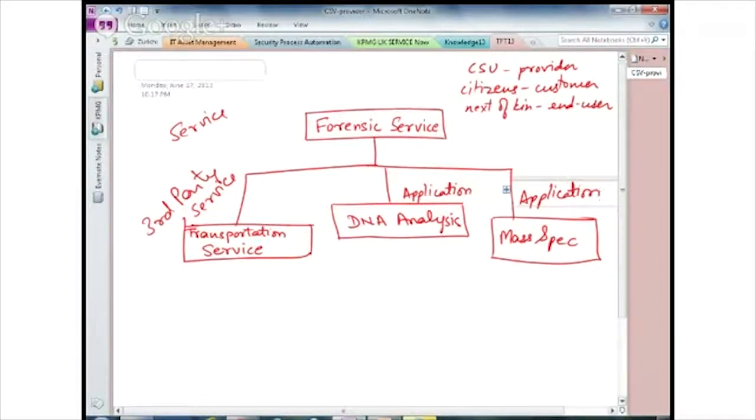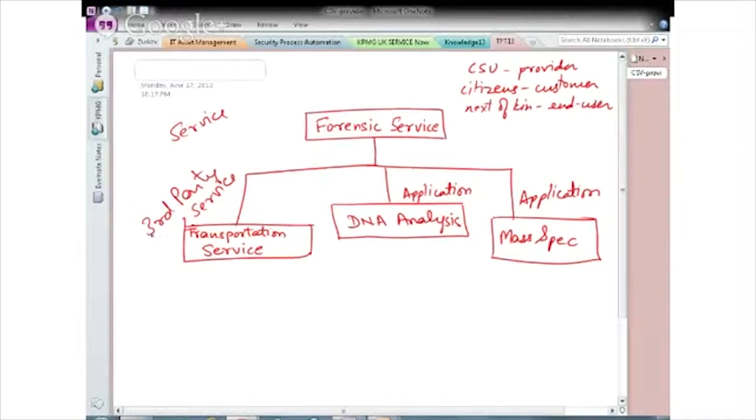Yep. So I'm just playing around with that. This is a third-party service. Typically, when you get something as a service, it's best to leave that in its own silo, in its own box. So let's change the color of this thing for a second. Let's say that this is outside our scope of management.